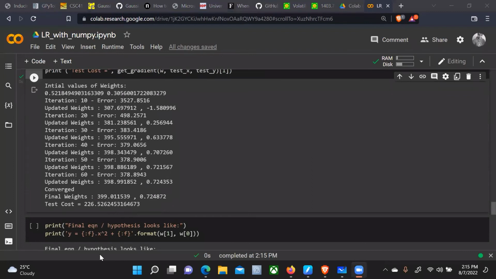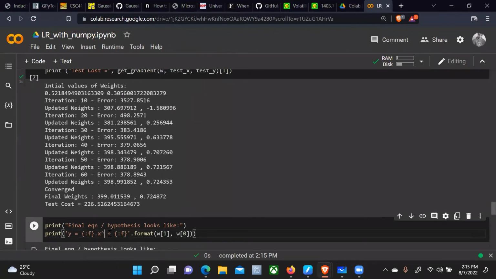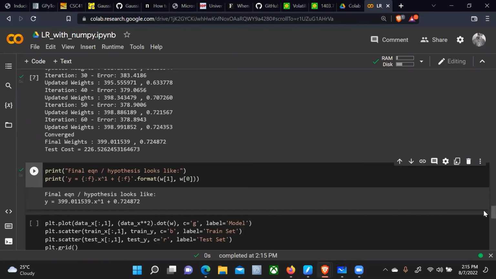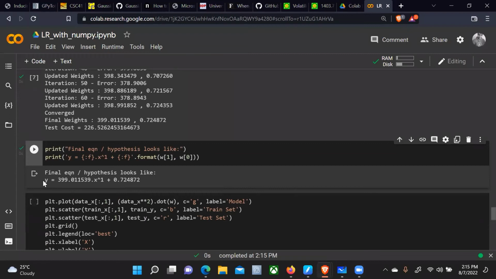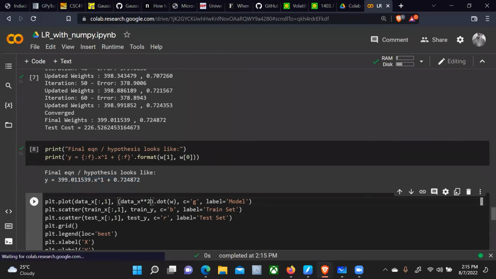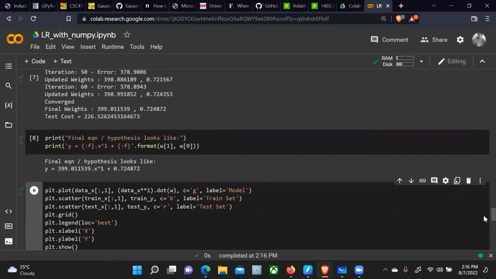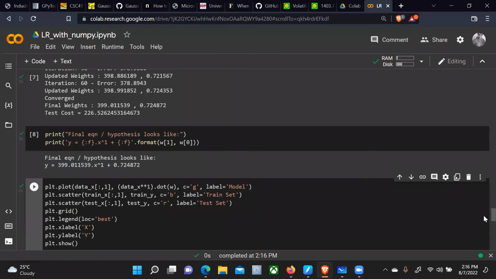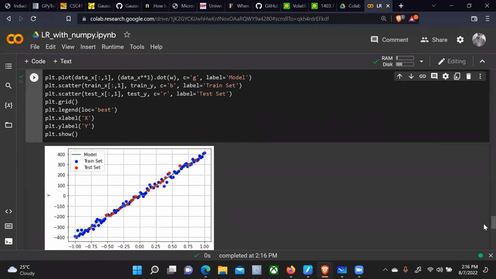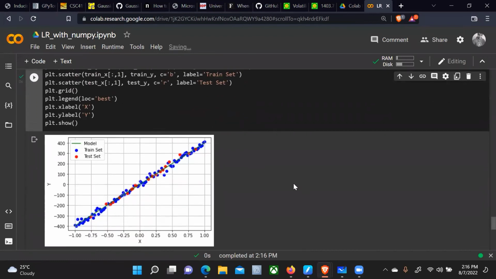Let me show you what the final equation looks like. The final equation estimated by us would look something like this. Guys, can you see? I have tried to represent it.